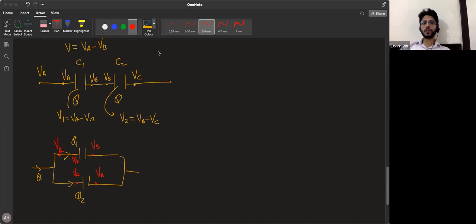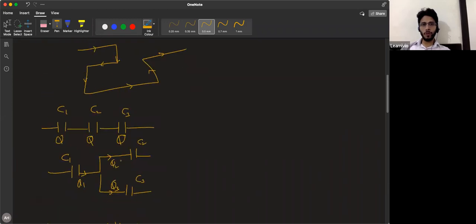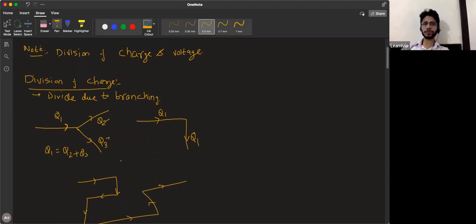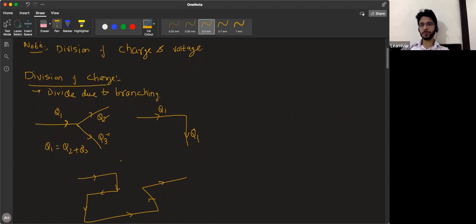So the potential difference across both capacitors is the same. Across C1, V1 is VA minus VB. Across C2, V2 is also VA minus VB. To solve circuits, you should be able to decide whether in a given branch the charge is dividing or the same, and whether the voltage is the same or will divide. Then only can you solve circuits. Note it down and tell me your doubts.